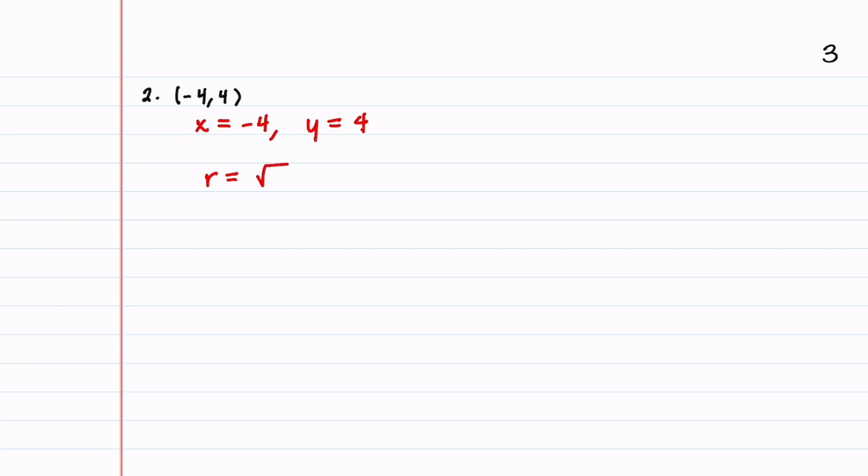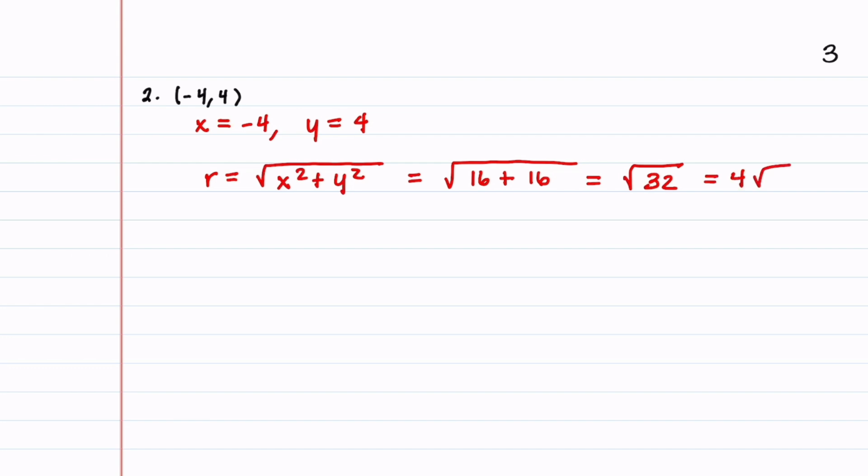R is the square root of x squared plus y squared. This is the square root of (-4) squared, which is 16, plus 4 squared, which is 16. This gives us a square root of 32. That factors into 16 times 2, and the square root of 16 is 4. So this simplifies to 4 root 2.